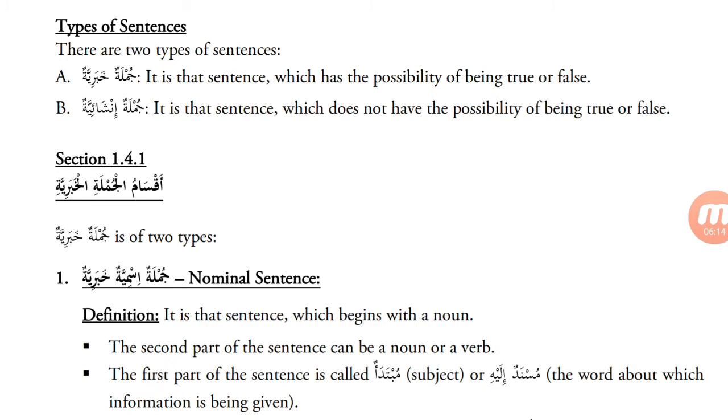For example, I say, qama Zaydun, Zayd is standing, or dhahaba Zaydun ila dukkan, Zayd went to the shop. A Jumla Khabariyah is that sentence which has the possibility of being true or false. So in reality, if Zayd did go to the shop, this sentence is true. And if Zayd didn't go to the shop, then this sentence is false. So there are two possibilities, either it is true or false.